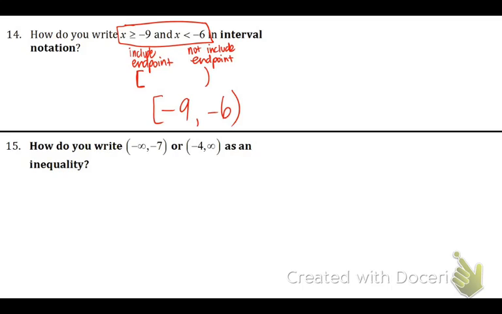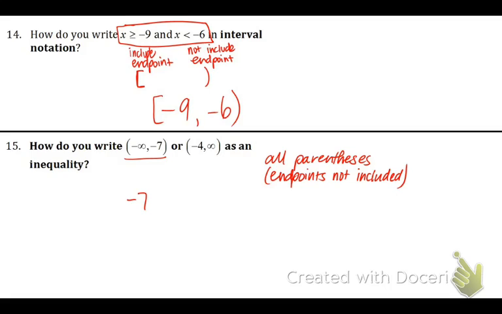So this is the exact opposite of a problem above. So take note that they are all parentheses. That means that we are not going to have lines underneath our symbols. The endpoints will not be included. Now, let's focus on the first part, -infinity to -7. So it starts at -7, and it goes towards -infinity. -infinity is to the left, so we're using a less than symbol and put the x down.